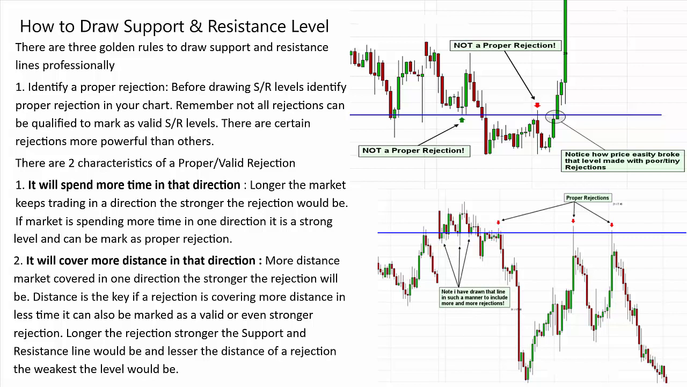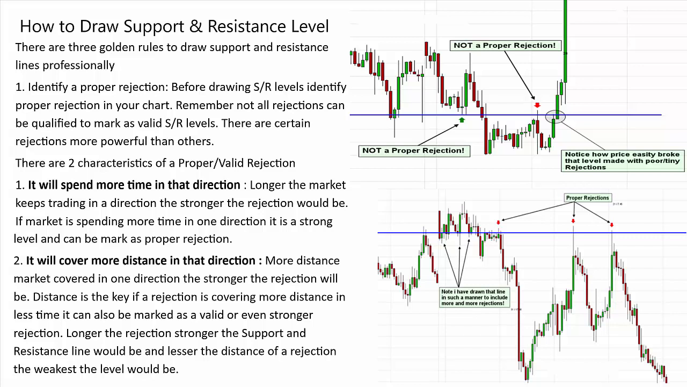1. It will spend more time in that direction. The longer the market keeps trading in a direction, the stronger the rejection would be. If the market is spending more time in one direction, it is a strong level and can be marked as a proper rejection. 2. It will cover more distance in that direction. The more distance the market covers in one direction, the stronger the rejection will be. Distance is the key. If a rejection is covering more distance in less time, it can also be marked as a valid or even stronger rejection.